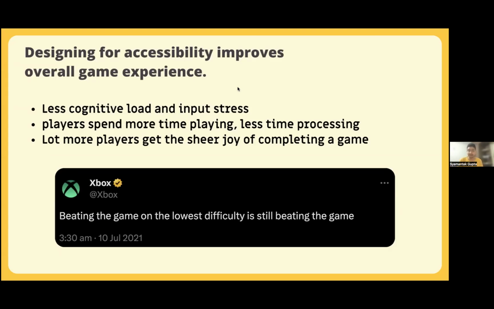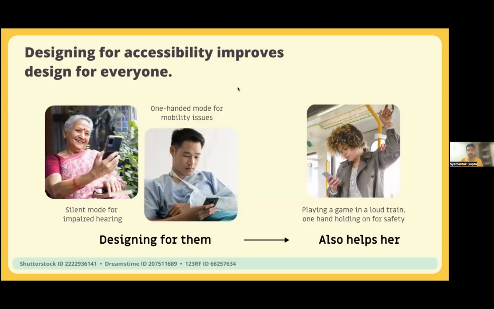And I stand by what Xbox said: beating the game on the lowest difficulty is still beating the game. And a very, very important thing, when you design for accessibility, you automatically make the experience better for everyone else, right? I've set out a very specific example here that you may create your game in such a manner that it works without audio, and you create it in a manner that it can be played with one hand, right? You have certain impairments in mind when you design those things. But what ends up happening is that you make the commute really, really good for someone else altogether, someone who you didn't immediately visualize when you made those decisions.